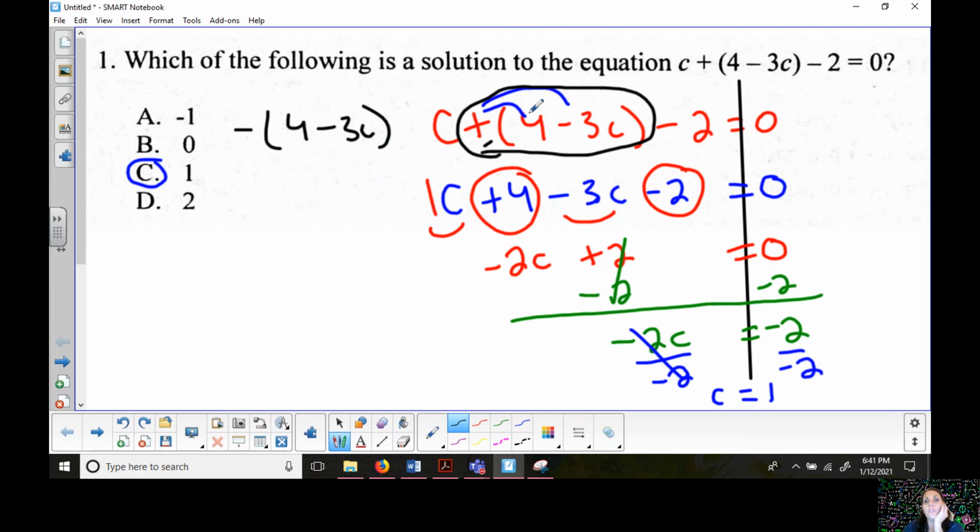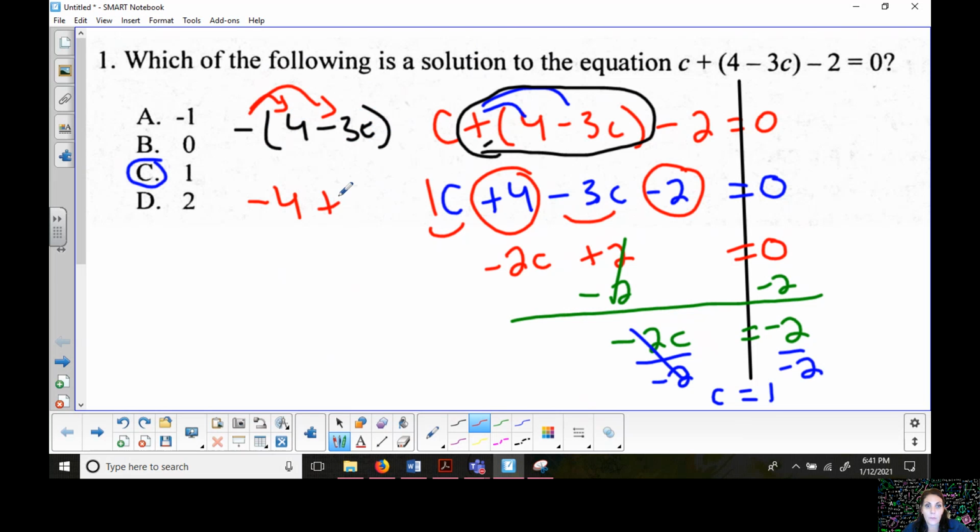remember, positive just meant everything stayed the same. If it was a negative sign, that means everything on the inside is going to become opposites, not negative, but opposite. So this right here is a positive 4. If I distribute that, I'm now going to get a negative 4. If I go here, this is a negative 3C.